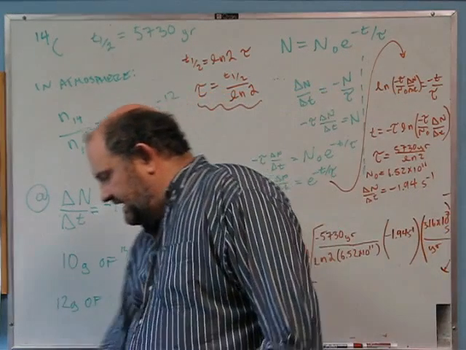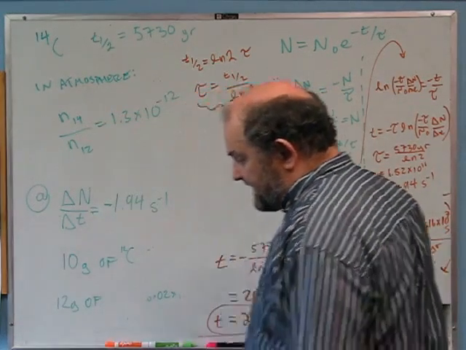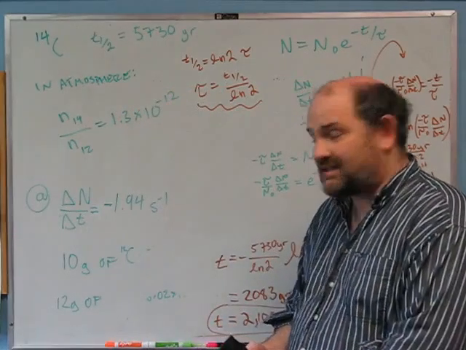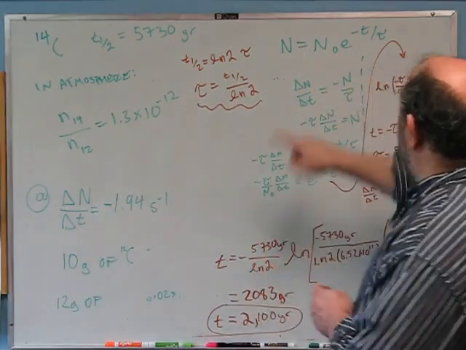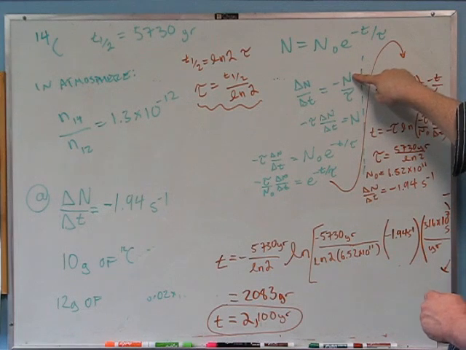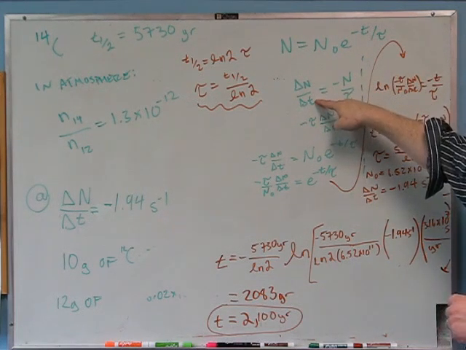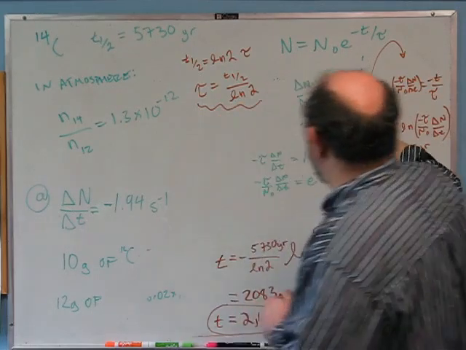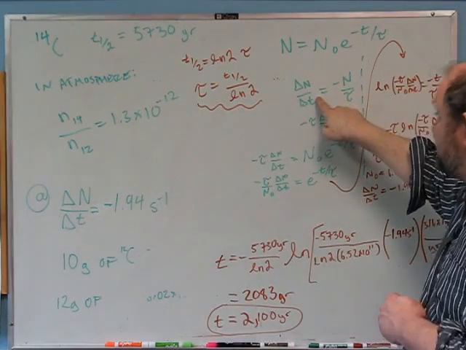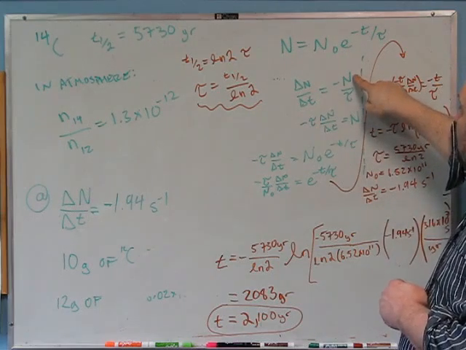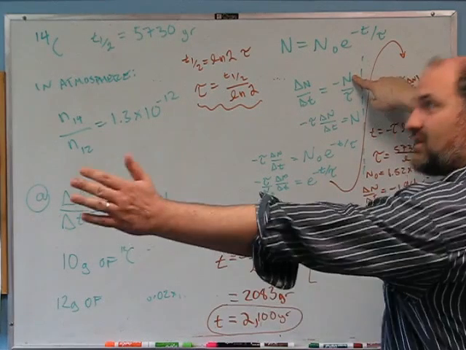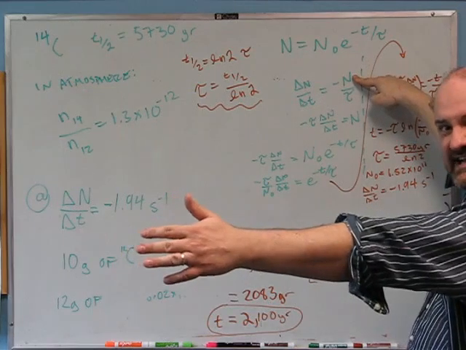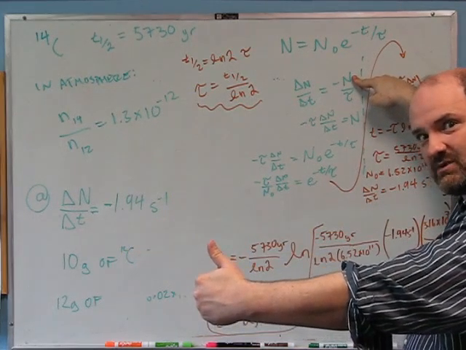Part B. If we think we can reliably detect decays down to one decay per 10 seconds from this sample, how old could it be before all we could do is set a lower limit on its age? Why a lower limit? Once N gets small enough, delta N by delta t, which is minus N over tau, gets really small, below one decay per 10 seconds. Once this is less than 0.1 seconds to the minus 1, that's one decay per 10 seconds, as time goes by, N decreases. When it's small enough, we can no longer detect the decays. Thereafter, N will keep going down and the decays will keep going down, and all we know is we don't detect it anymore.